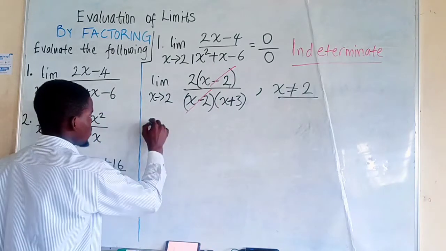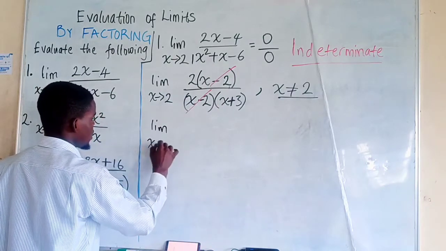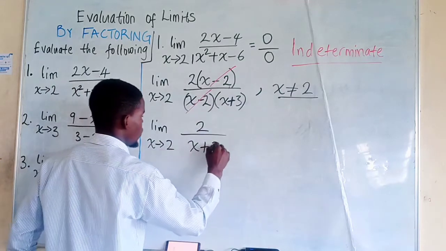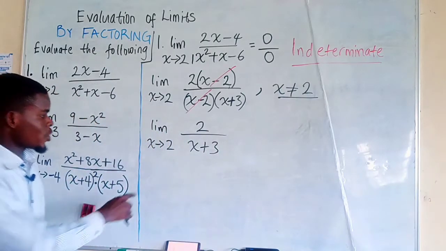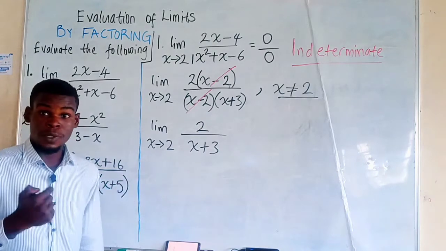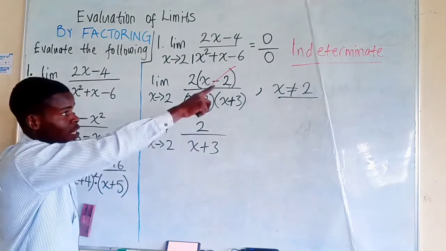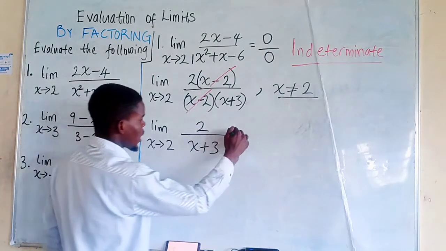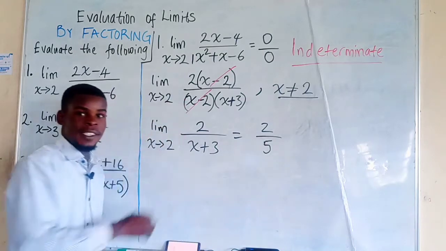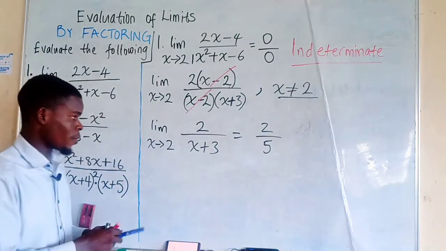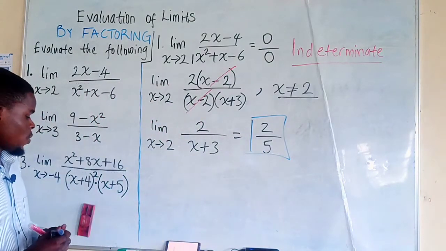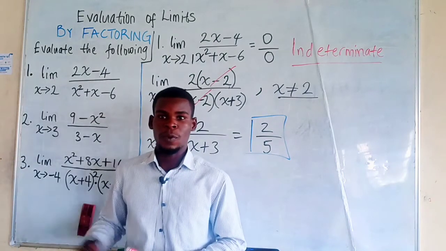That will reduce our fraction to the limit as x tends to 2 of 2 divided by x plus 3. Good. And then from here we can now substitute and test. So we do the substitution now. As x tends to 2, we substitute to see if it's still going to give us an indeterminate form. We're going to have 2 over 2 plus 3, which is just 5. This is a real number, 2 over 5. So that real number is then called the limit of that function. Great. Okay, that was for the first question. Let's go over and check how we will do the second question.